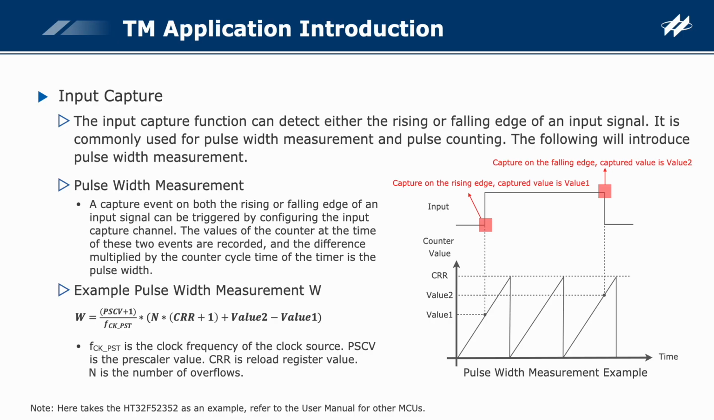3. When the capture channel detects a falling edge, the counter value is captured into the CH1 CCR register, named as value 2. 4. If an overflow occurs during either of the two capture processes, the number of overflows N must also be included in the calculation. Therefore, the calculation formula for pulse width W is as shown above.